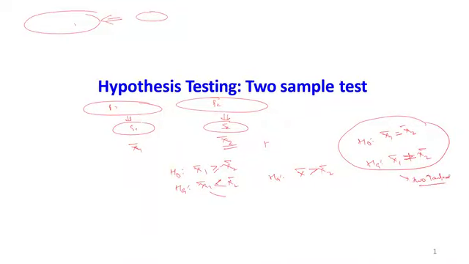See, the approach is again the same. First, you develop the hypothesis and identify which tail test it is. Third, you calculate the test statistic. After calculating the test statistic, you refer to the distribution to calculate the probability. That probability you compare with the alpha value. And based on that comparison, you decide whether to go with the null hypothesis or the alternate hypothesis.